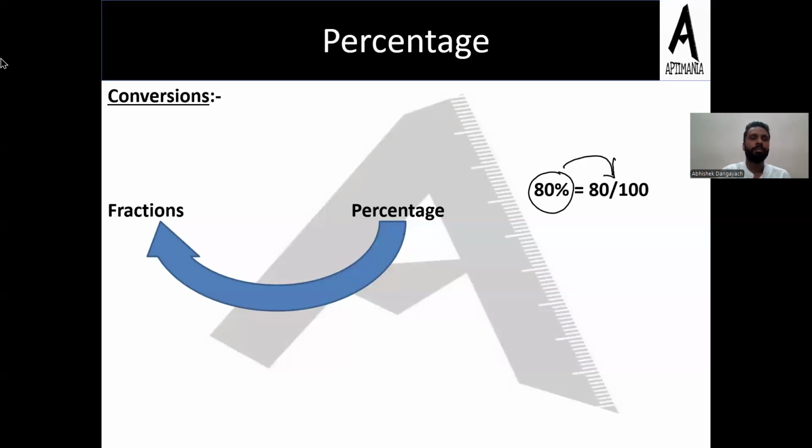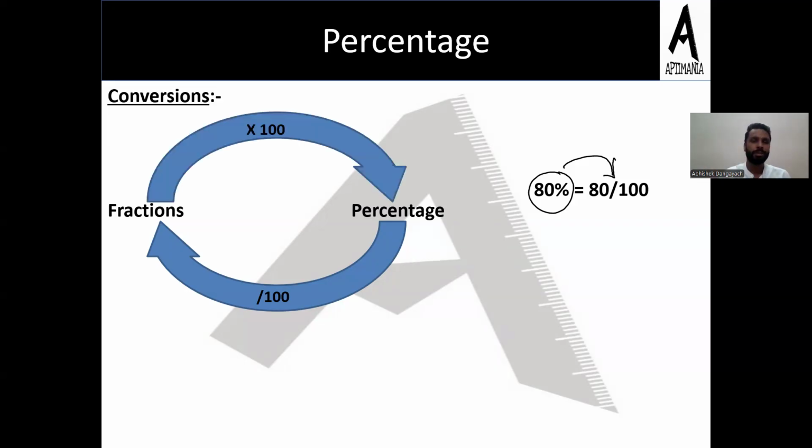Simply what you did, you divided by 100. To convert percentage into fraction, you need to divide by 100. And getting the fraction back to percentage, you need to multiply by 100. A very basic concept, you must already know this. Nothing to discuss in detail, right? I hope that's clear. Take a note and then we'll go on.